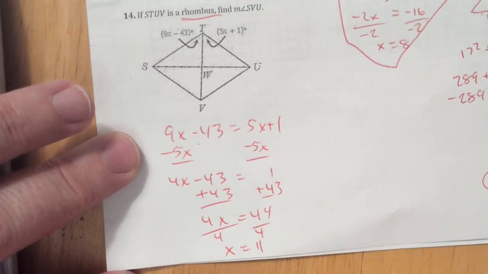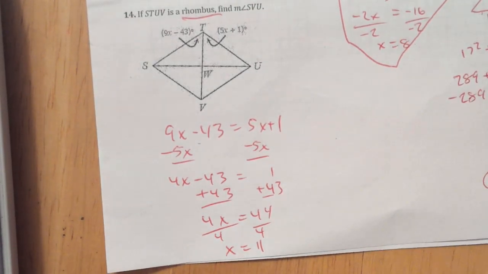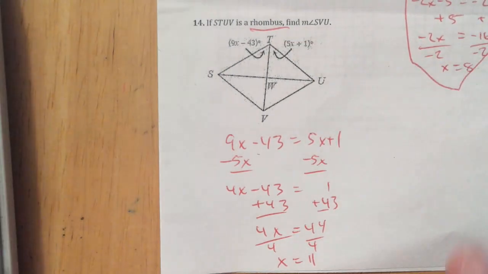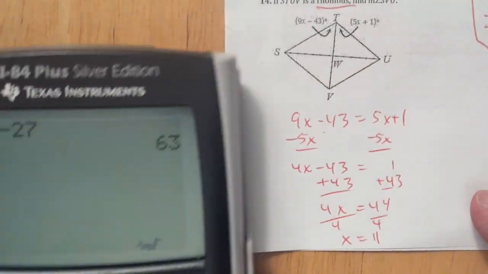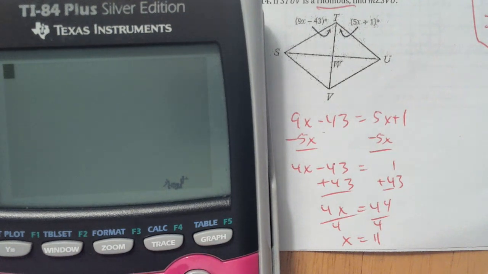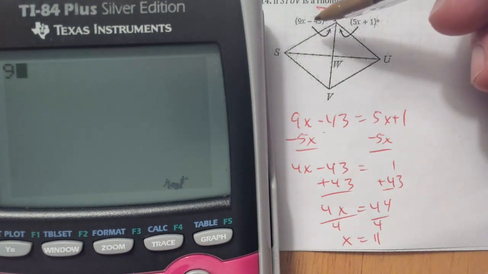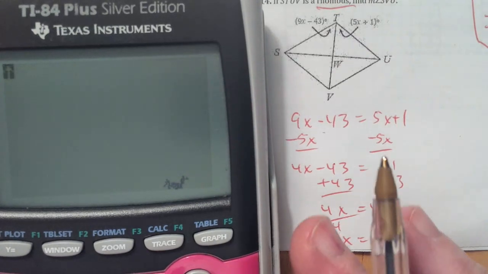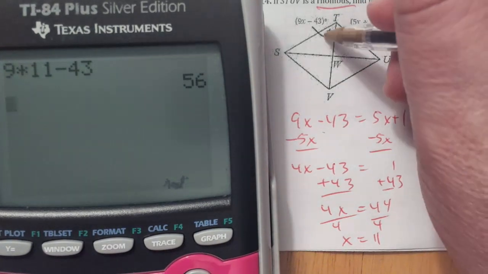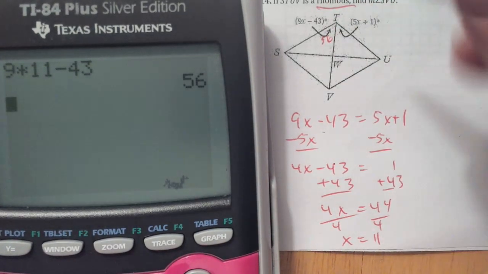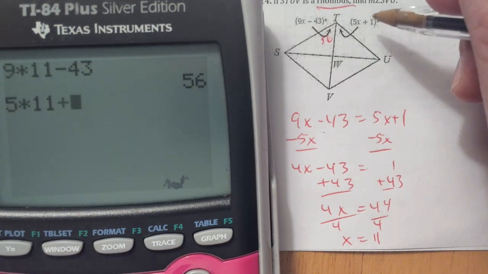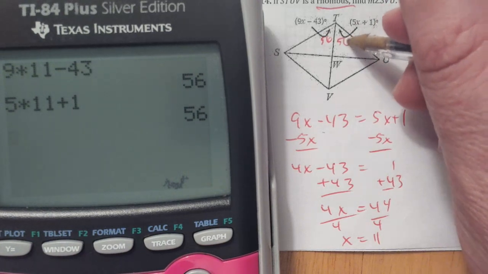All right. Now, are you done? No, you have to plug it back in. So plug it back into here. I'll show my calculator. 9 times 11 minus 43. This right here is 56. Right here, 5 times 11 plus 1, that's also 56.